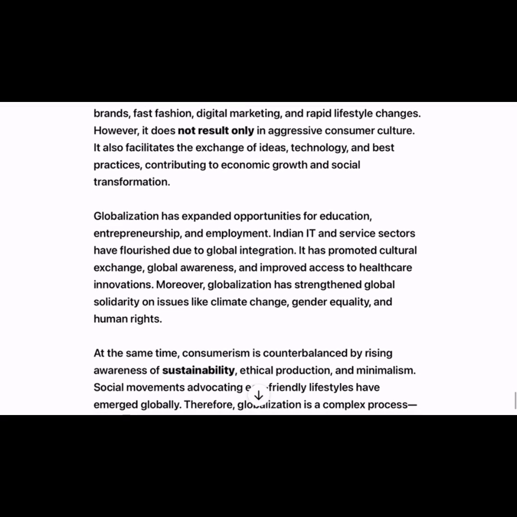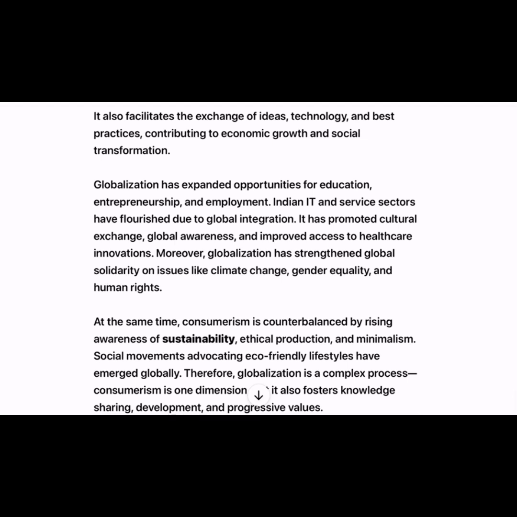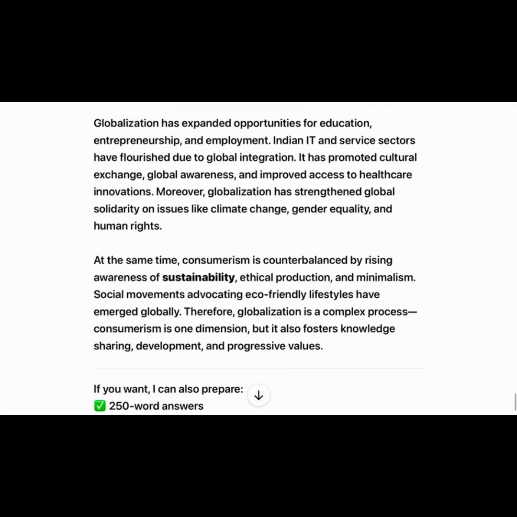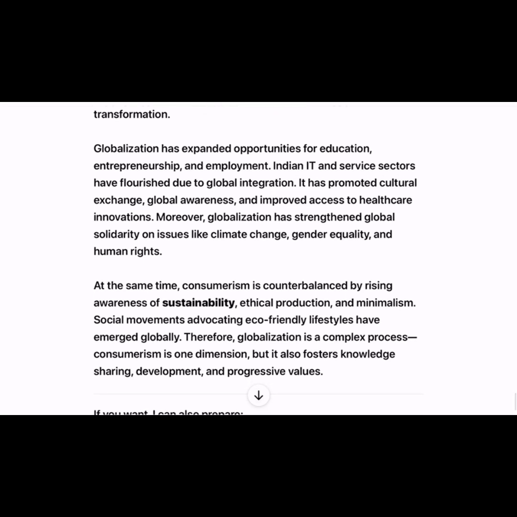Moreover, globalization has strengthened global solidarity on issues like climate change, gender equality, and human rights. At the same time, consumerism is counterbalanced by rising awareness of sustainability, ethical production, and minimalism. Social movements advocating eco-friendly lifestyles have emerged globally. Therefore, globalization is a complex process. Consumerism is one dimension, but it also fosters knowledge sharing, development, and progressive values.